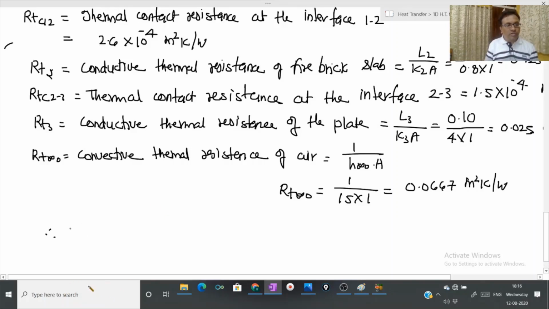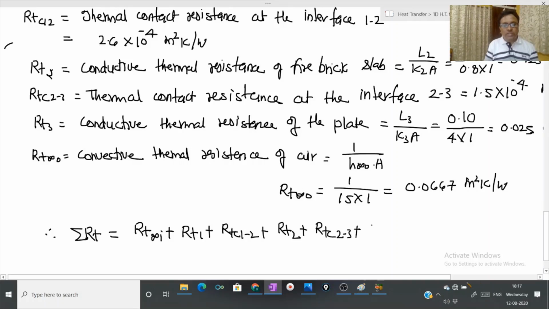So let us find out summation of RT, that will be RT infinity I plus RT1 plus RTC12 plus RT2 plus RTC23 plus RT3 plus RT infinity O. Let us put all the values. Do not do summation there itself. First write down all the values.